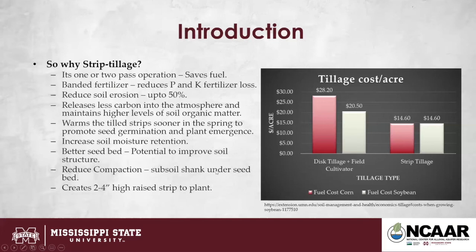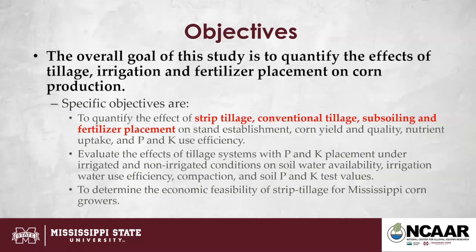And that compaction layer beneath our seed bed is actually broken by that tillage shank. So that is more helpful than what we use. That could be more helpful than our regular subsoiler that we have been using over here. But to answer all these questions, we have to actually formulate a study in the Mississippi Delta.